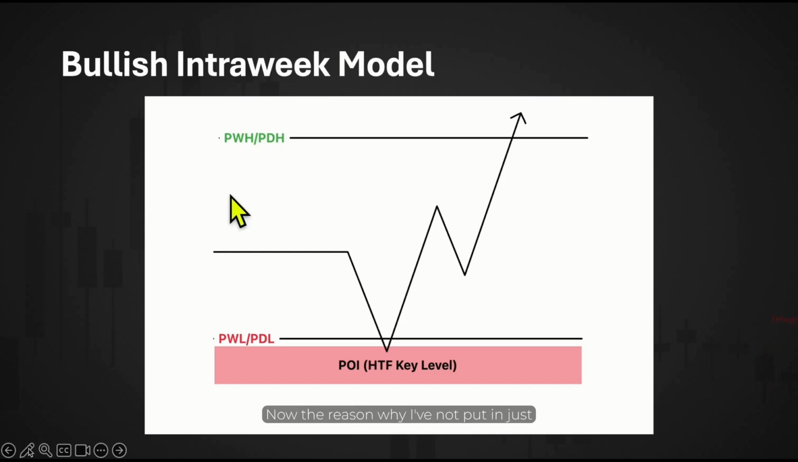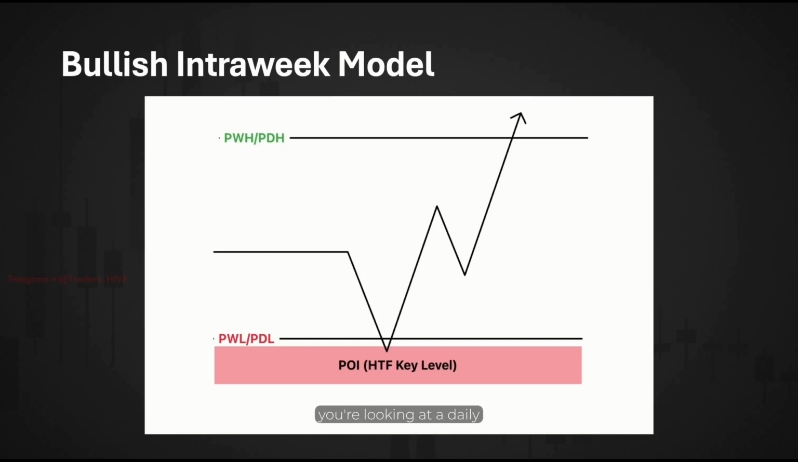Now, the reason why I've not put in just the previous week's low or the previous week's high is because what I'm showcasing to you here is fractal, meaning you can utilize any time cycle of your choosing. And that right there is the most beautiful level of understanding which you will hopefully get towards one day, where you come to realize that it doesn't really matter what time frame you're on, because time is time and price is price. The only difference between all the time frames is the duration between the time cycles, meaning the duration between the highs and lows forming of the previous cycle.